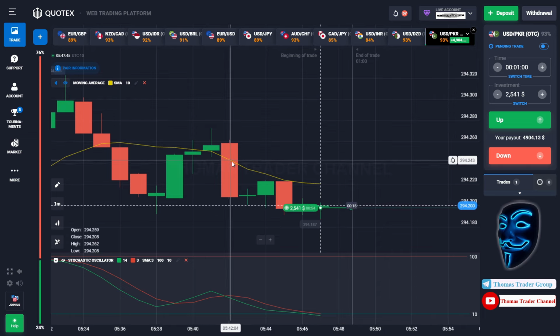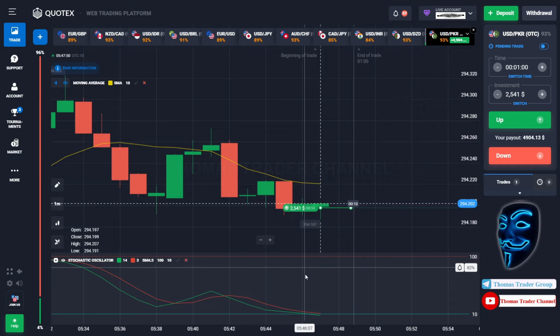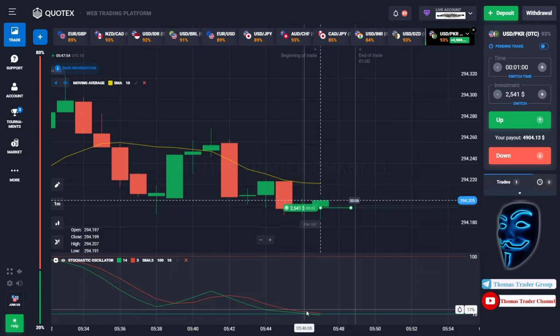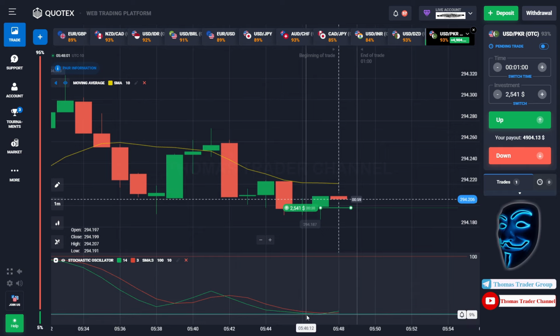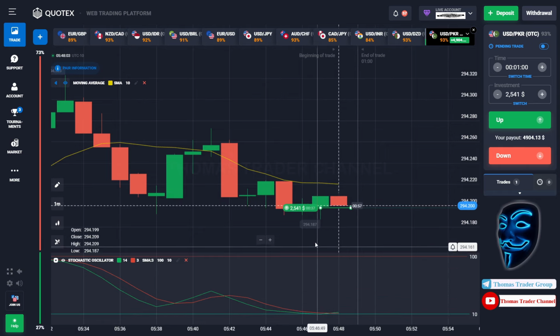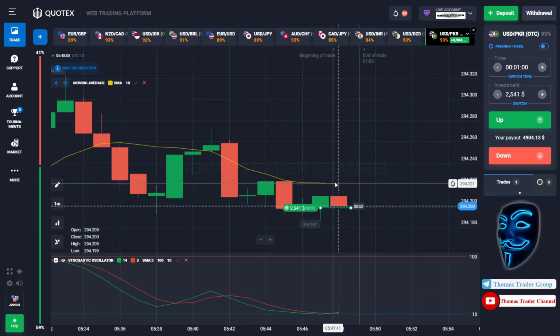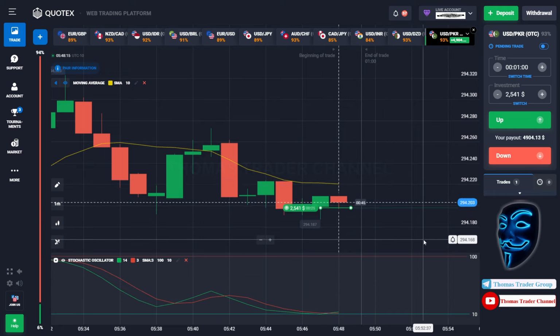As you can see, the market is going bearish. But the market has already touched the oversold area. Like what I said before, when the market touches the oversold area, the market will make a rebound. And the market will make a correction to the moving average line before it continues the bearish trend. Let's pivot and let's wait till the end of our trade.